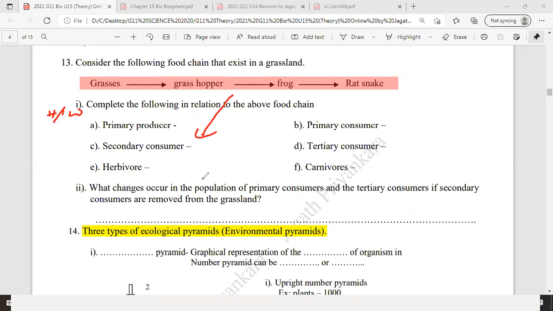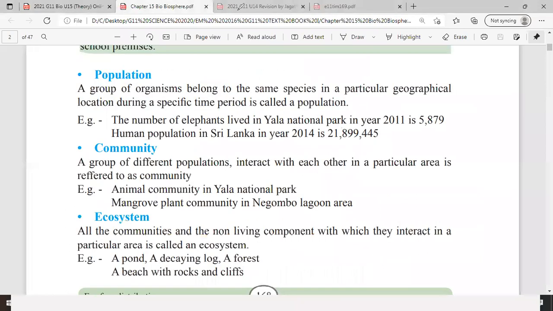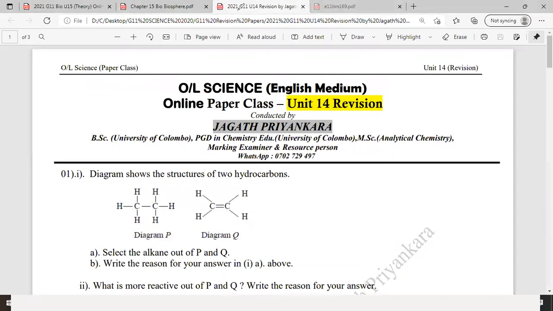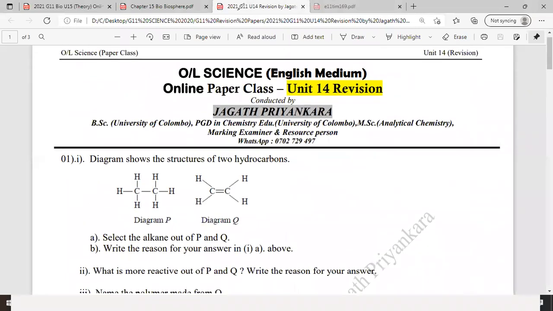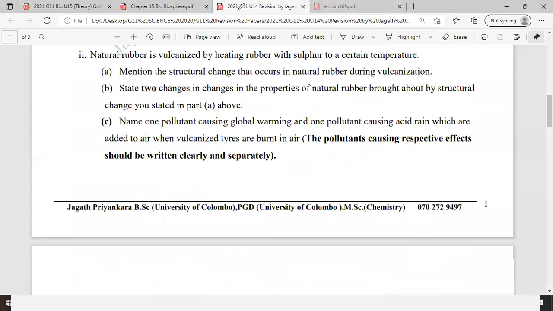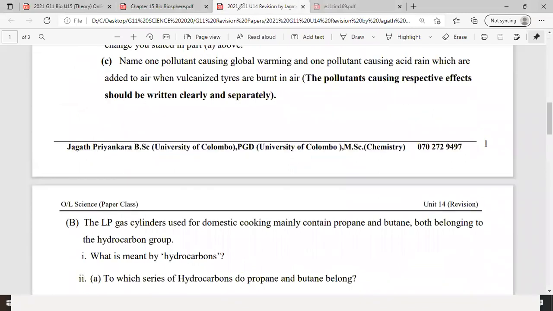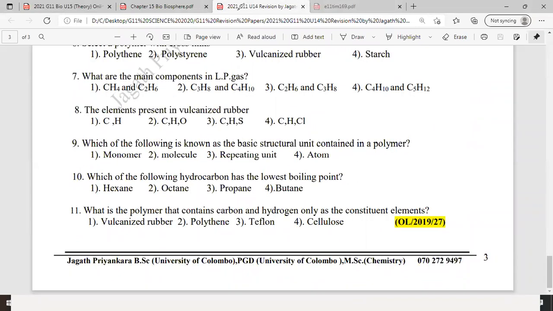And remember, tomorrow night in the paper class I'll be discussing this paper. Please complete this one, the Unit 14 revision. I have given the previous questions, so please complete this. I have given some of your theoretical chapters, but if you can refer to this, I have added a few more new questions here, because all of these are from the hydrocarbon lesson; there are nearly 11 MCQs and 2019 paper questions also. Please try to complete this before tomorrow night's paper class, Saturday night, if possible.